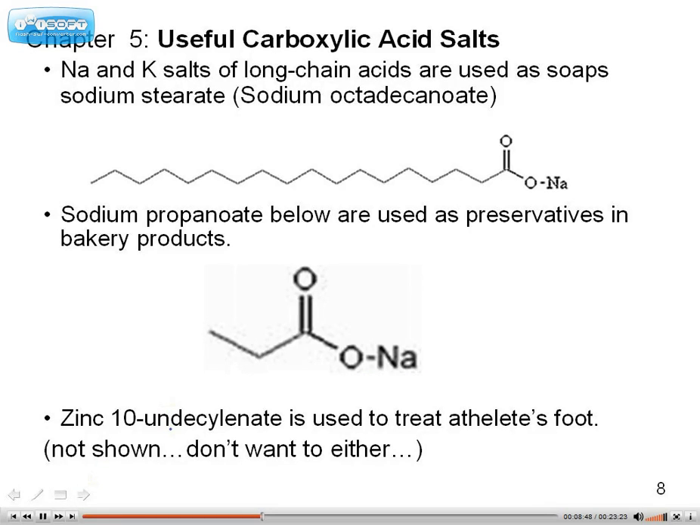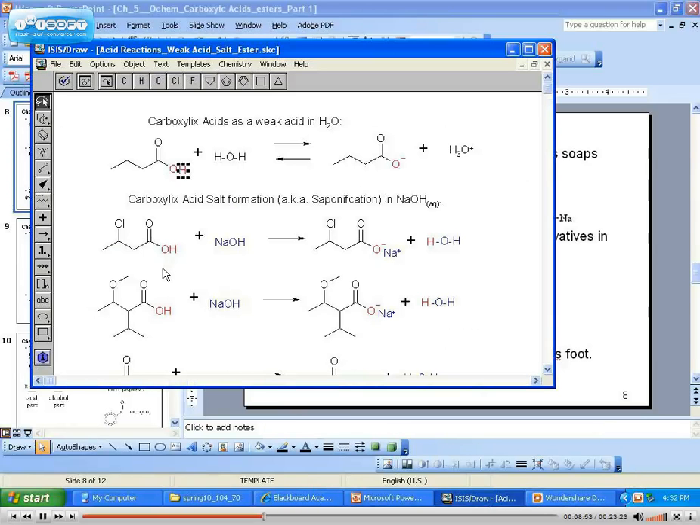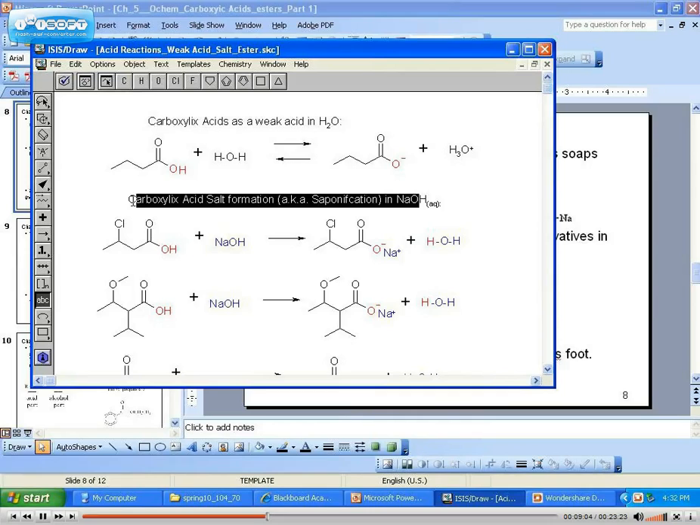So let's go to my examples in the ISIS draw. So, carboxylic acid formation. I do want to point out that this is often how we make soaps. We have these really long hydrocarbon tail acids, and by adding in something like sodium hydroxide or potassium hydroxide, we can make these soap molecules. Hence, the other name for this is saponification. Pronounced saponification, I say saponification.